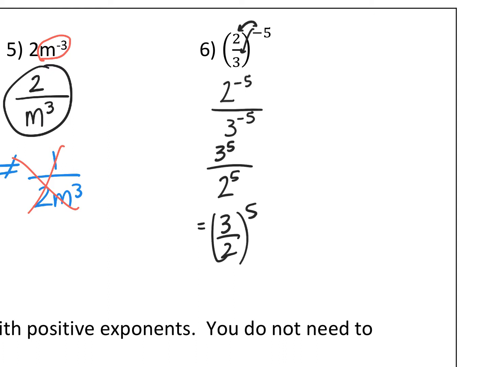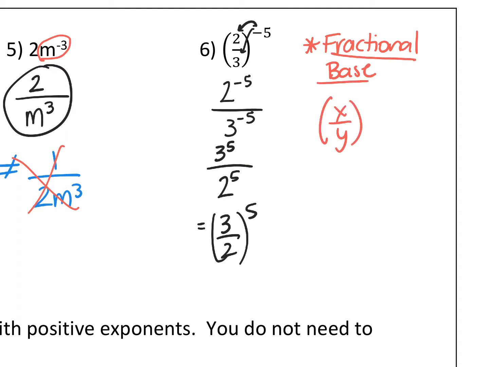So what we notice, if we take a look at my question and my answer, is that when I have a fractional base, let's maybe write ourselves a little rule here. It's a variation on the rule. Okay, so if I have x over y to the -m, let's say, what we can do is flip it. If you notice it was 2 over 3 in my question up here, and now it's 3 over 2. So I take the reciprocal of my base, so y over x, and then my exponent becomes positive.